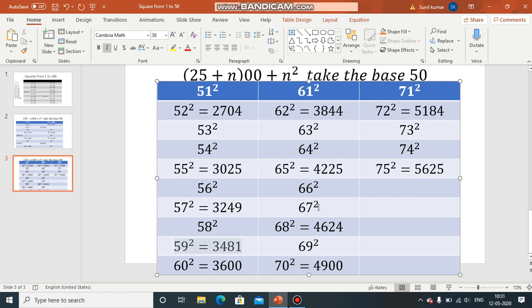Let us take one among these. I will take 66 square, which may be used many times. 66 is 50 plus 16, so 16 is your n. 25 plus 16 is 41, so 4100 plus 16 square, which is 256. So 4100 plus 256 is 4356. So you try for the remaining.